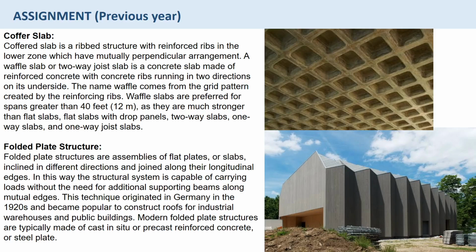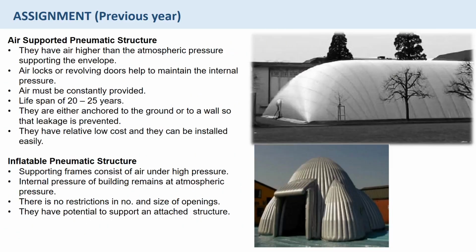So, what is a coffer slab? A coffer slab is a ribbed structure with reinforced ribs in the lower zone, which have mutually perpendicular arrangement. A waffle slab or two-way joist slab is a concrete slab made of reinforced concrete with concrete ribs running in two directions on its underside. The name waffle comes from the grid pattern created by the reinforcing ribs, and waffle slabs are preferred for spans greater than 12 meters as they are much stronger than flat slabs with drop panels, two-way slabs, one-way slabs, or one-way joist slabs. Folded plate structures were already explained in the previous questions.